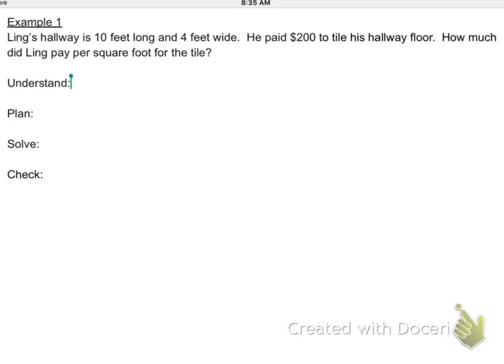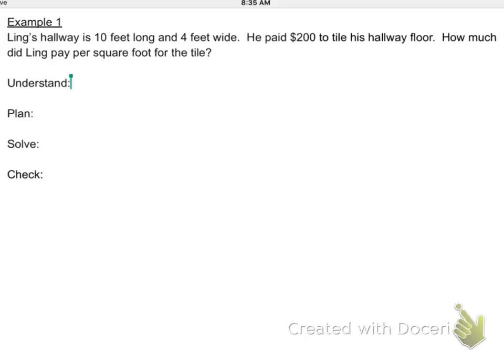So let's put this into practice. The first example is: Ling's hallway is 10 feet long and 4 feet wide. He paid $200 to tile his hallway floor. Okay? How much did Ling pay per square foot for the tile? Maybe when we say for the tile, basically for the tiling job, right? Because he paid $200 to tile his floor.